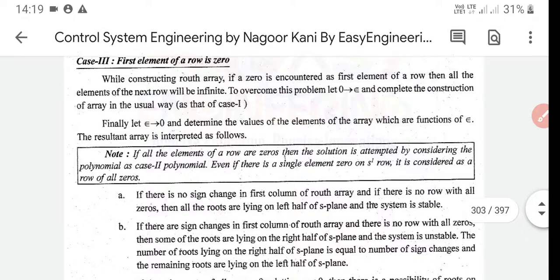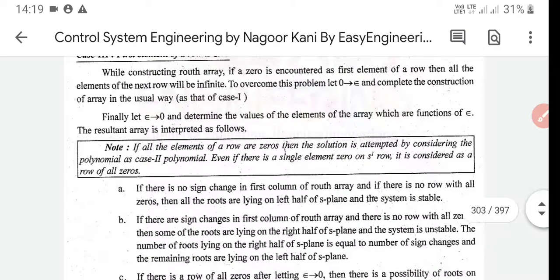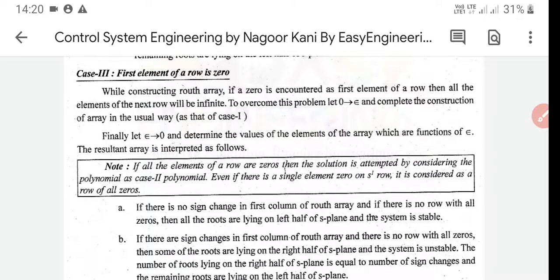While constructing the Routh array, if a 0 is encountered as the first element of a row, then all the elements of the next row will be infinite. To find the elements of a particular row, you consider the previous two rows. So if the Routh array has 0 as an element in any row, then whatever elements you calculate for the next row will become infinite.